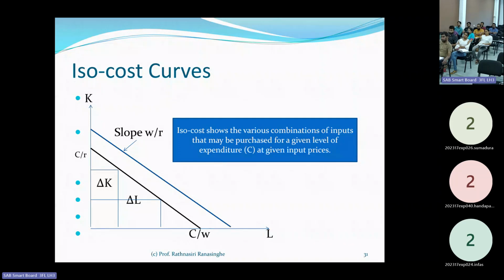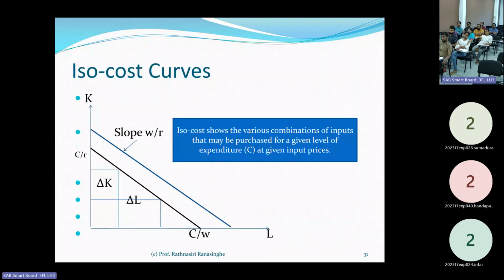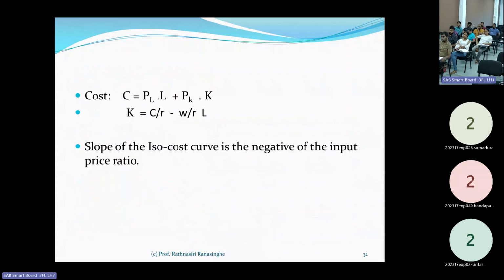That can happen if the cost is increased, right? If the total outlay is increased, if the firm is ready to allocate more funds as expenditure for the factors of production, then this curve shifts to the right. All curves shift. That means increasing the outlay.